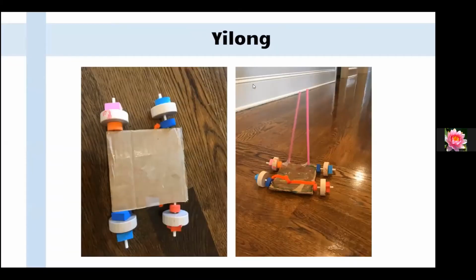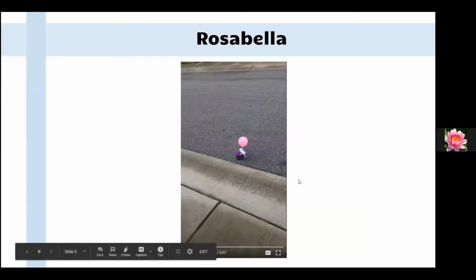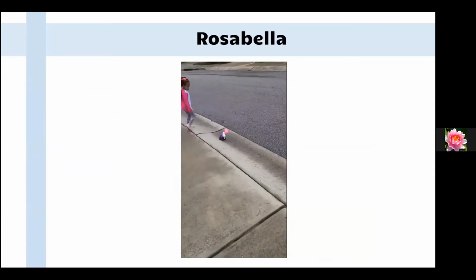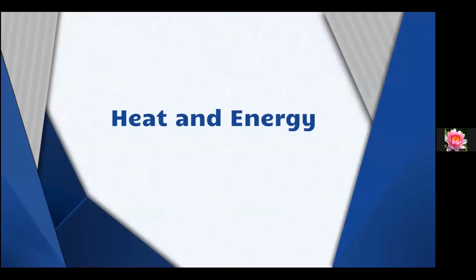The first one was from Yilong, and looks like he used some wooden wheels, and he made his body out of cardboard, and he even put some glitter on there, which is awesome. And then we had one from Rosabella, and she actually had a video, so we can watch the car go with the balloon on it. So that's awesome. Up next, we're going to talk a little bit about heat and energy.